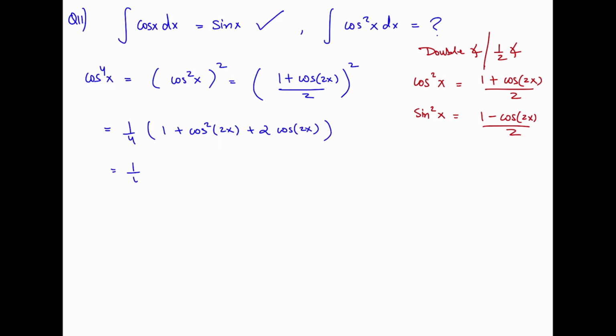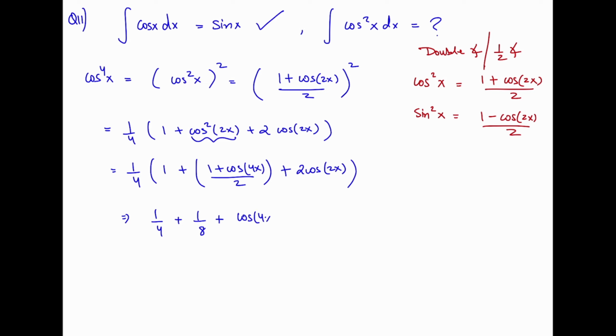So this will be 1 plus this guy right here becomes, twice of 2x is 4x, so cos of 4x, plus 2 cos of 2x, right? And now if I want to write everything in its glory by expanding everything out, this will be 1 over 4 plus 1 over 8 plus cos of 4x divided by 8 plus cos of 2x divided by 2.